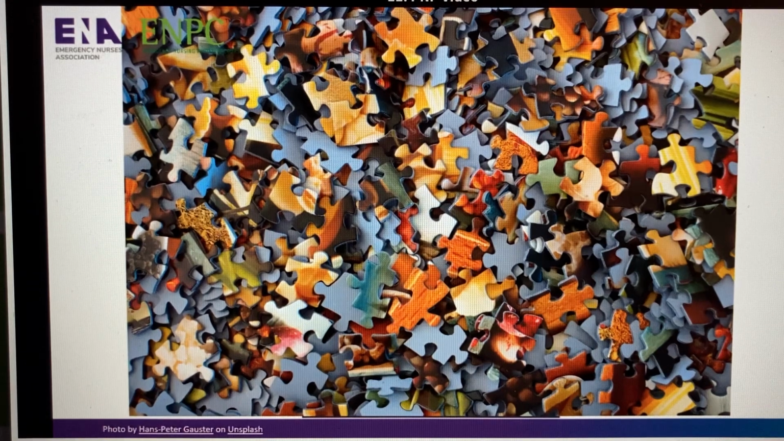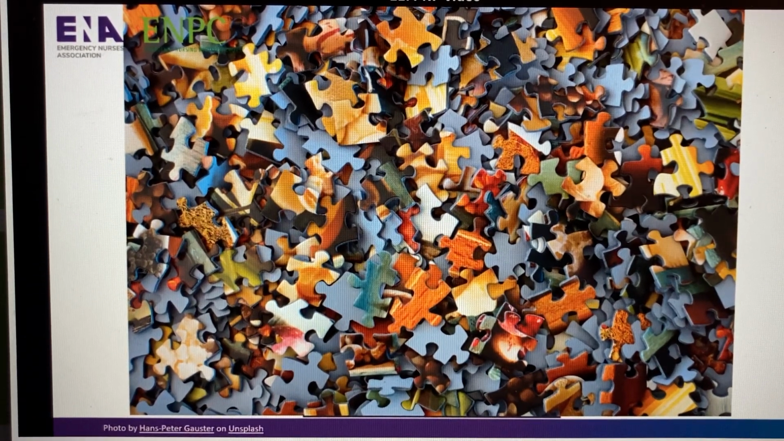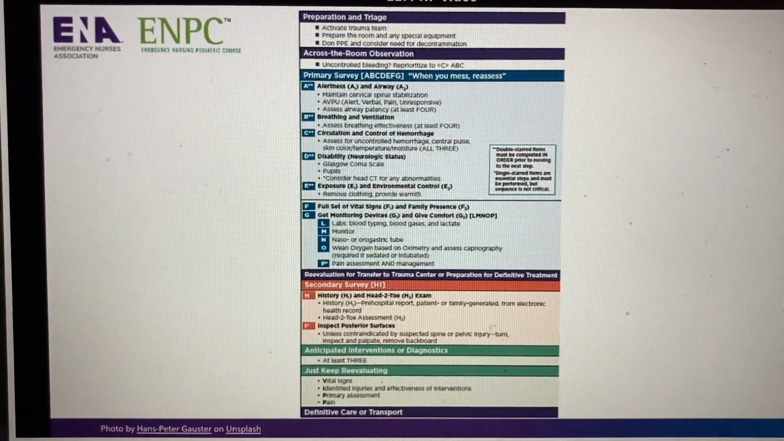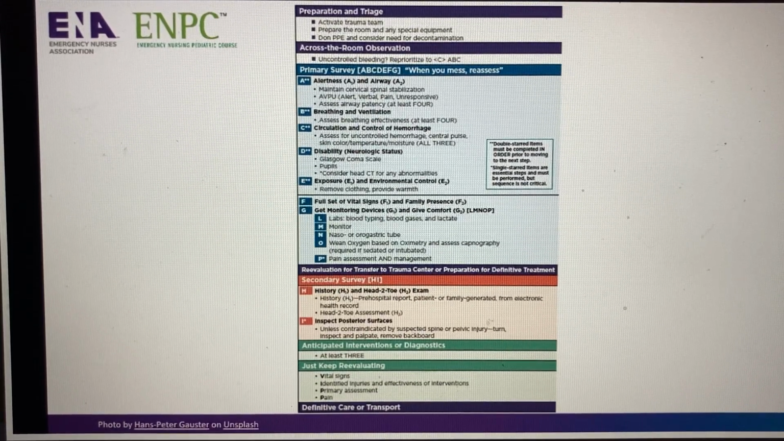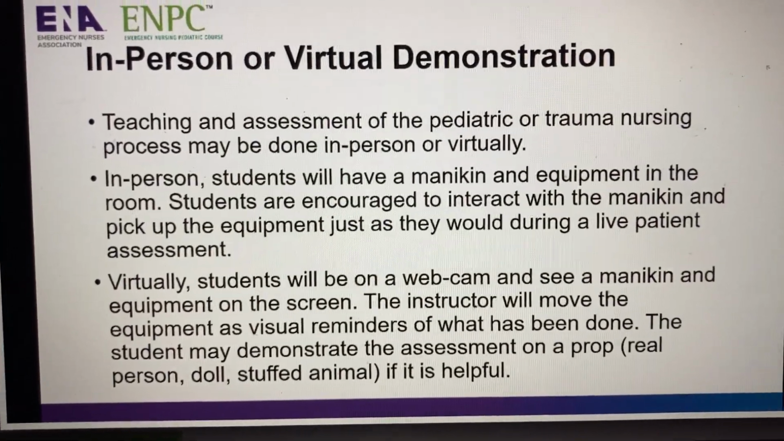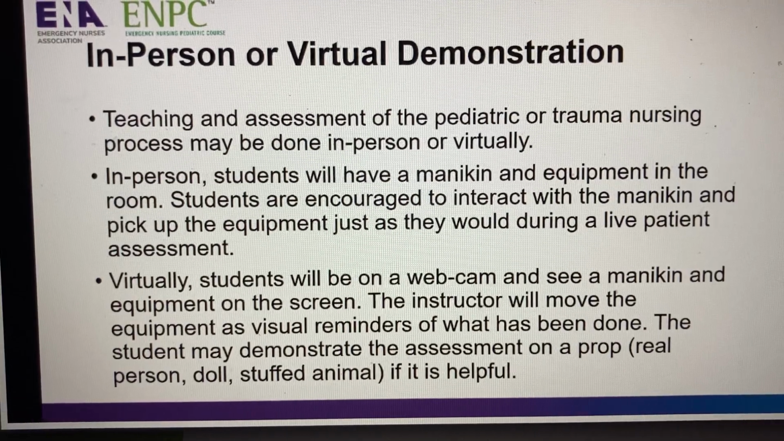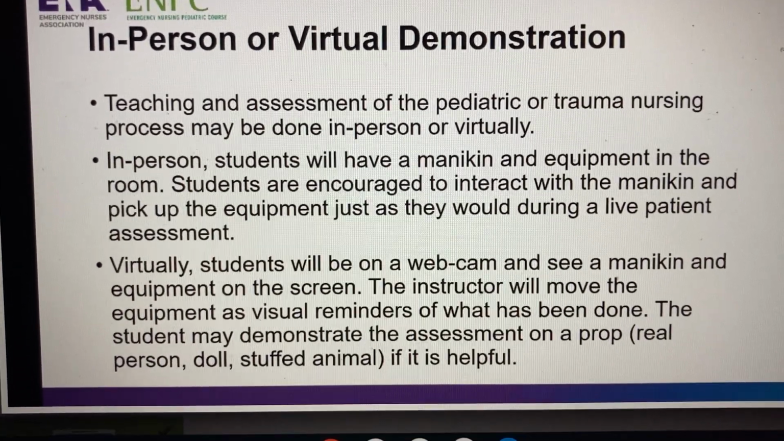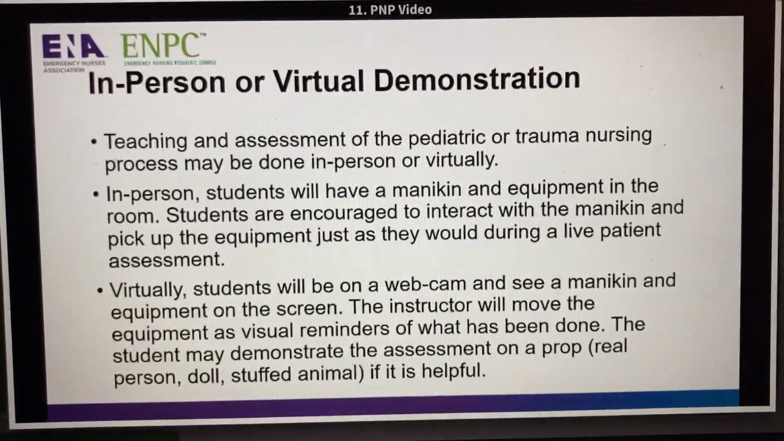Can you see how this systematic process will help you turn chaos into order and prioritize when you have a very sick patient in front of you? Don't worry if it doesn't. Just keep studying your provider manual and your instructors will help you apply it in class. Six teaching scenarios will be used in class to reinforce this systematic assessment process. We will now show you an example of what this looks like in real time. Follow along with your pediatric or trauma nursing process reference.